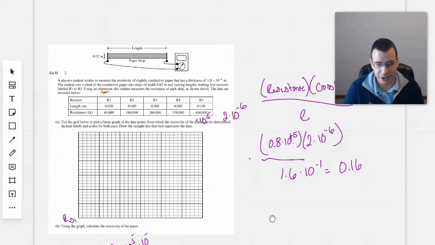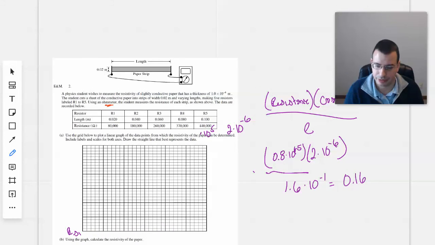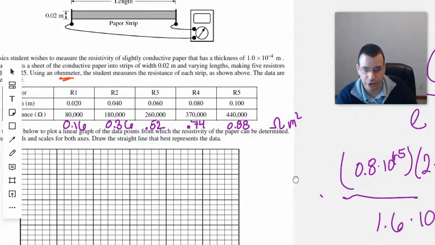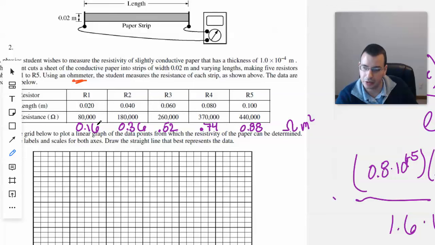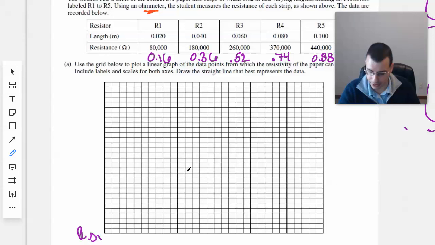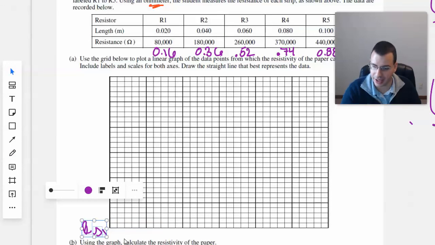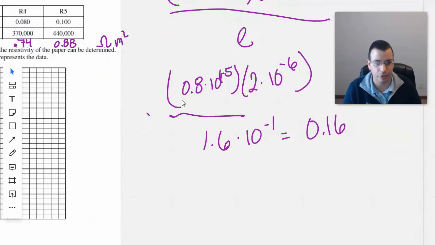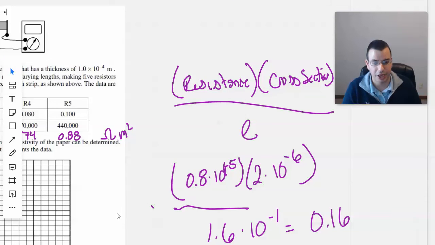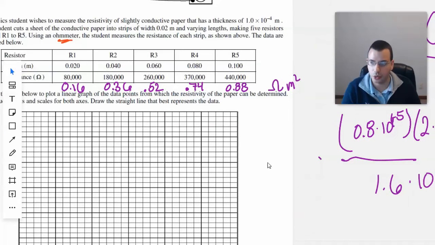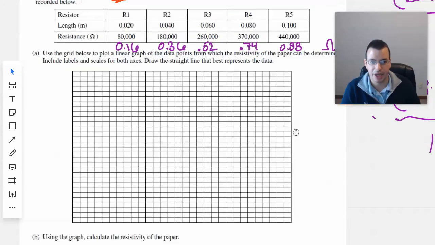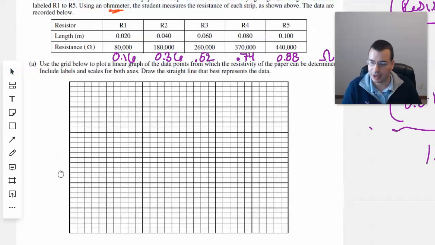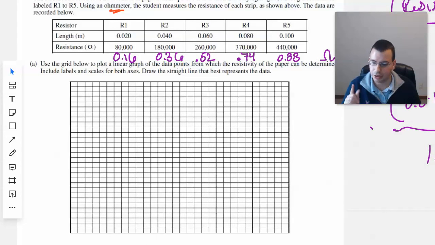And then I'm going to do that for all of them. It'll be a little bit tedious, so I'm just going to zip right through it. So I have up here the resistance multiplied by the cross-sectional area. And now I'm going to take that and put it along the y-axis because I have my rise over run. I want that to be the rise portion. And then the run will just be the meters, and I will graph it out. Again, a little bit tedious, so I'm just going to zip right through it.